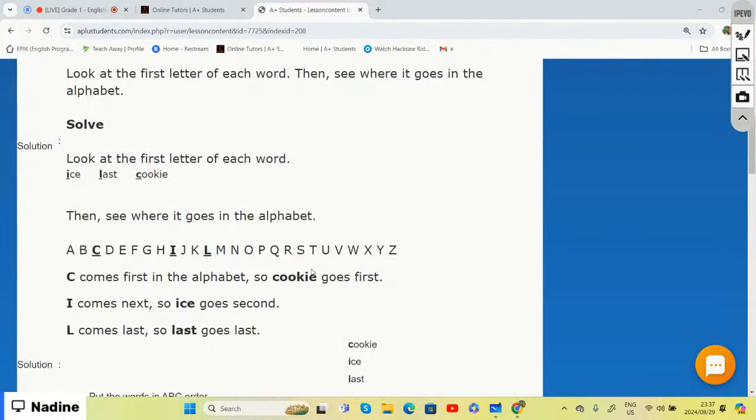So now if we look at the words, we're going to look at certain words that we're going to identify and we're going to say whether it was the first, somewhere close to the beginning of the letters in the alphabet, middle, or last.